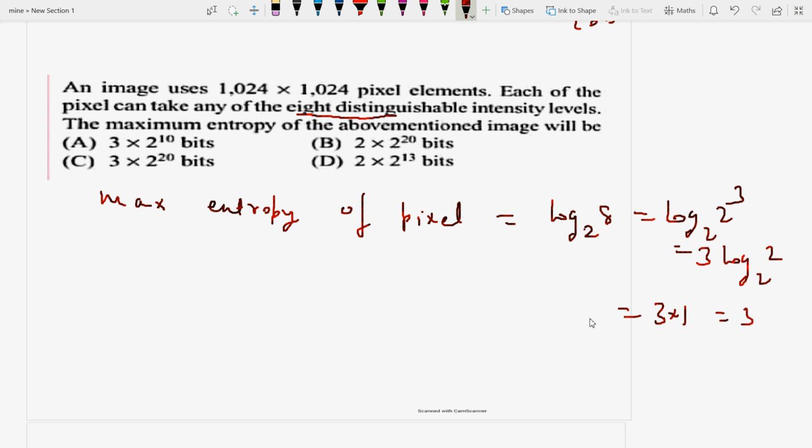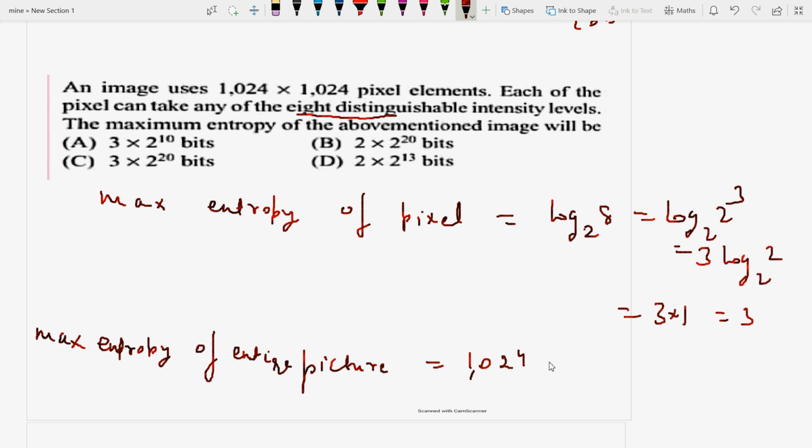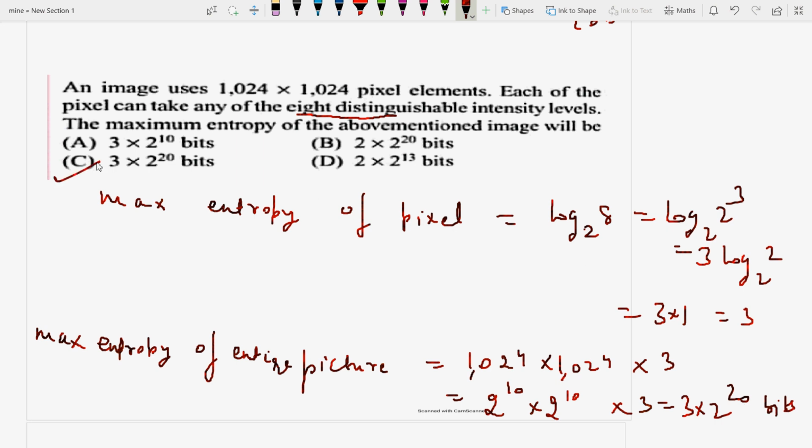Now the maximum entropy of the entire picture is equal to 1024 into 1024 into 3. 1024 is 2 to the power 10, again 2 to the power 10, into 3. So it will be equal to 3 into 2 to the power 20 bits. So this is the right answer, it is option C.